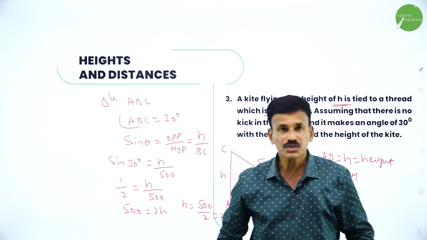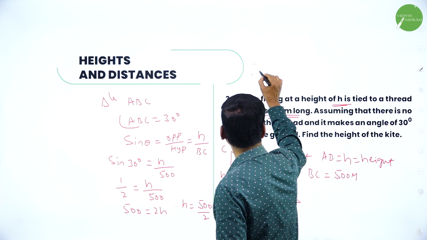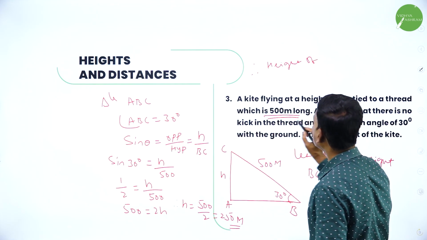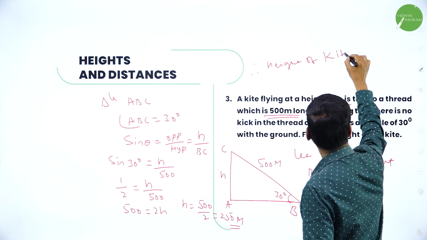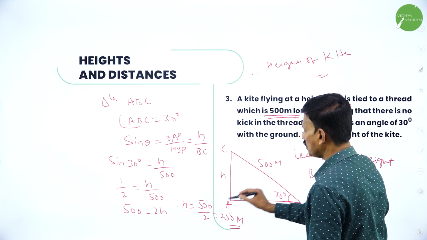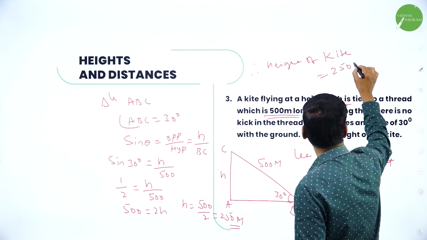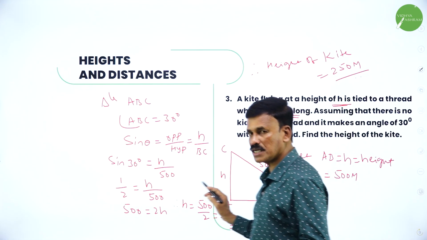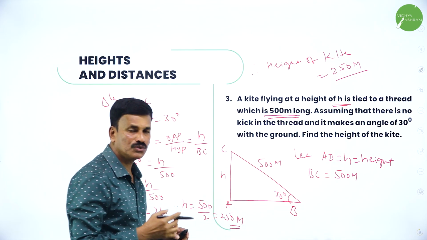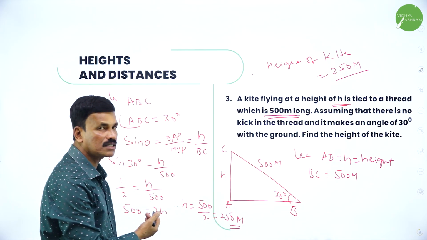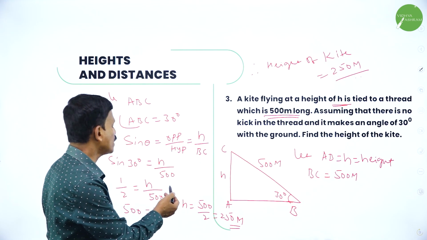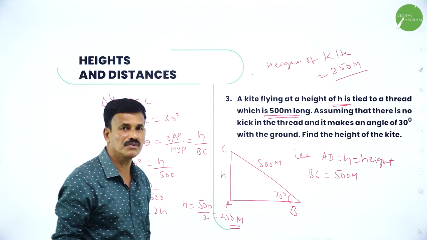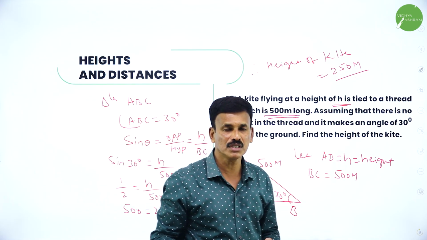That's it. So we conclude the height of the kite is, what is the height we got? 250 meters. Very simple. Since here opposite is h and hypotenuse is given, you can just make use of sine theta, right? What is sine theta? Opposite by hypotenuse, h by 500. Therefore h is equal to 500 by 2, which is 250 meters. That's it. Now move on to your next problem.